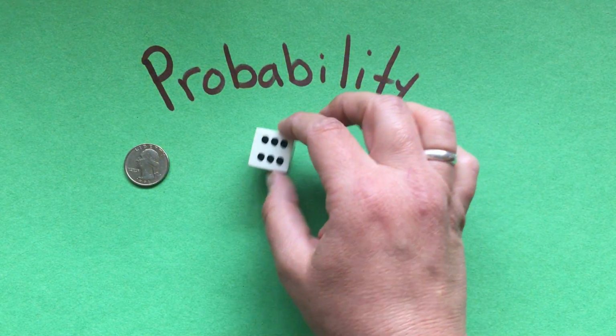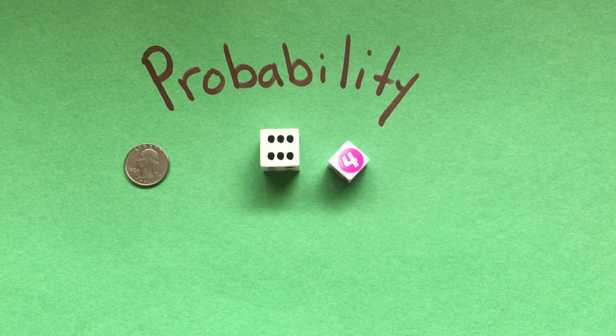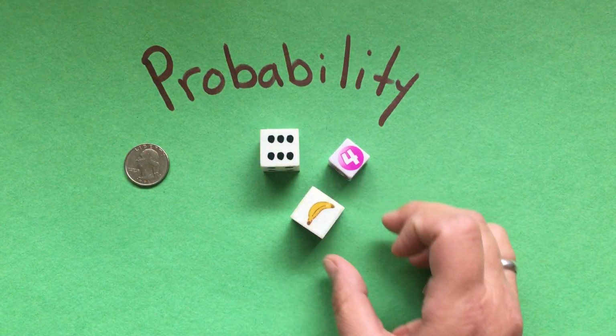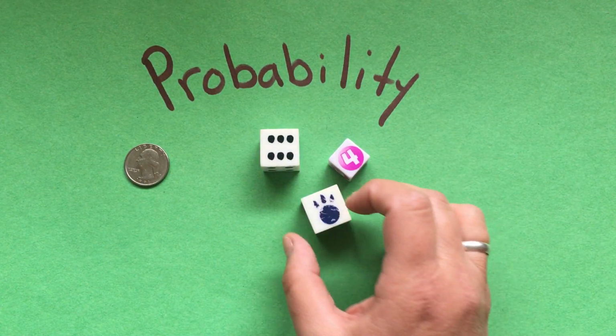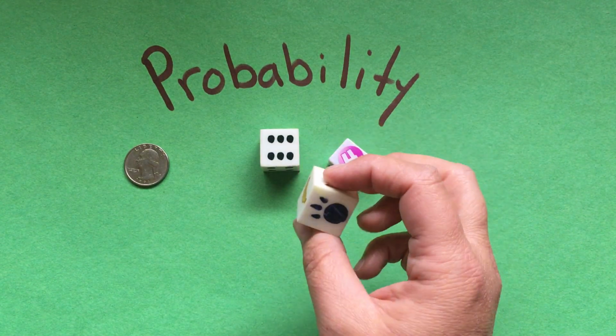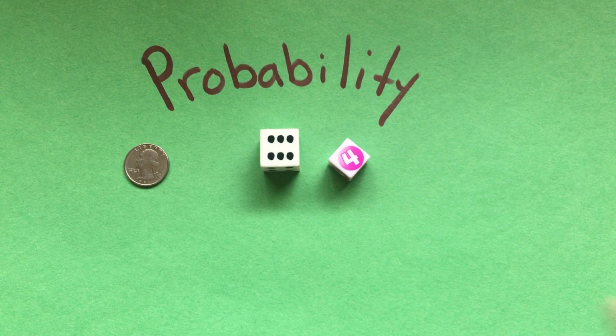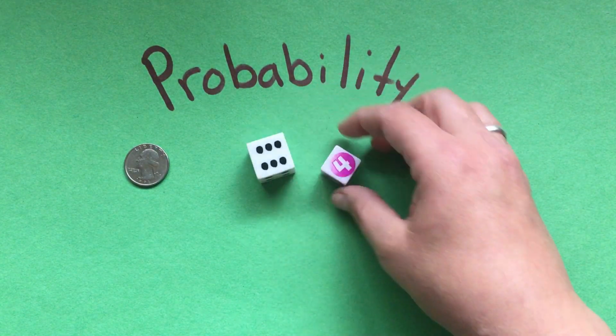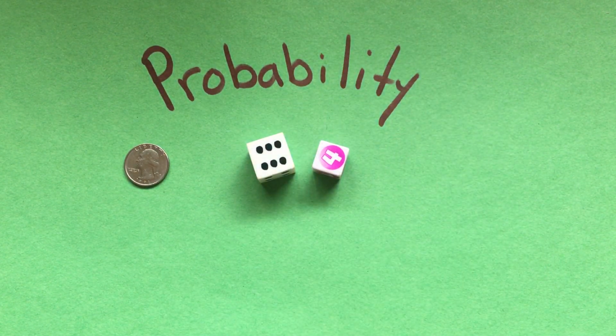I just pulled some out of the board games that we have. Some of them have numbers on them. Some of them, like this one, has bananas and paw prints and palm trees on it. So that's from a game that we like to play here in our house. These come up quite often when we talk about probability.